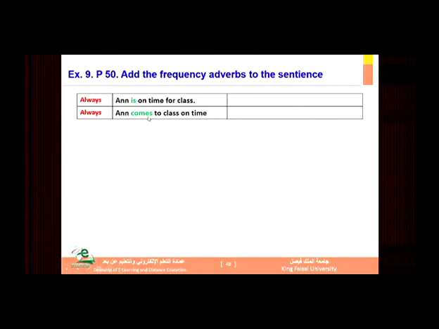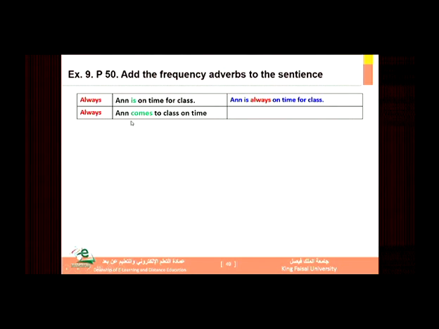And if the sentence contains a main verb like comes in this sentence, we also are going to see how always is going to come before the verb, while in the case of verb to be, it comes after the verb. So in the case of verb to be, it is after. In the case of the main verb, it is before. Okay, Anne is on time for class. Anne comes to class on time. If you look at the first solution, Anne is always on time for class. So we have the adverb always coming after the main verb is rather than before.